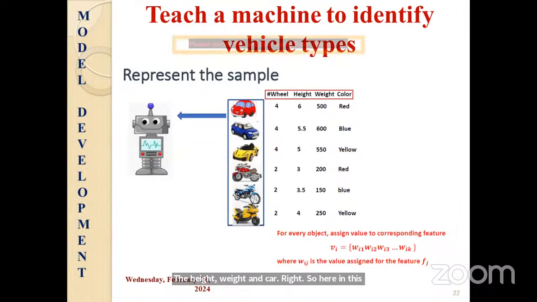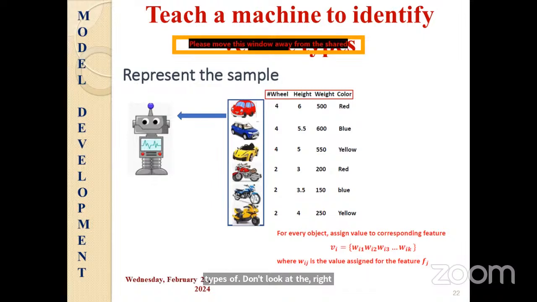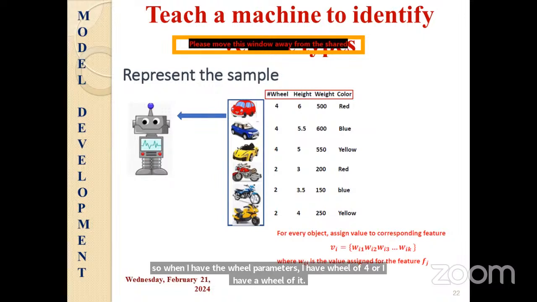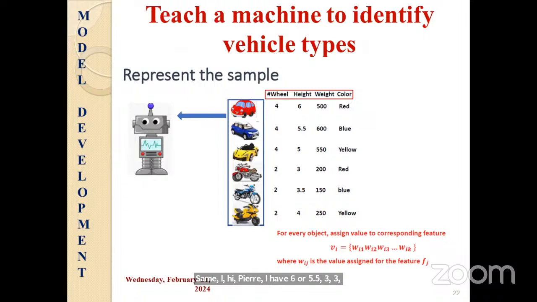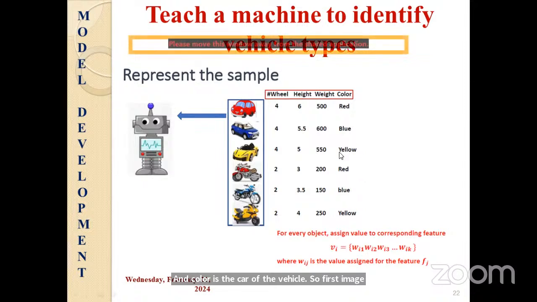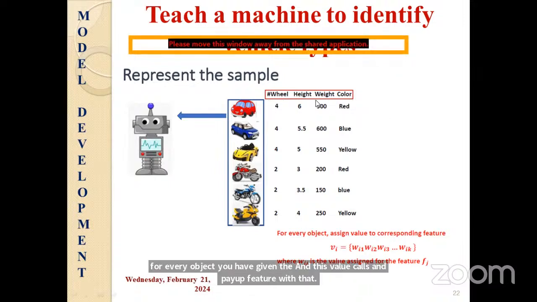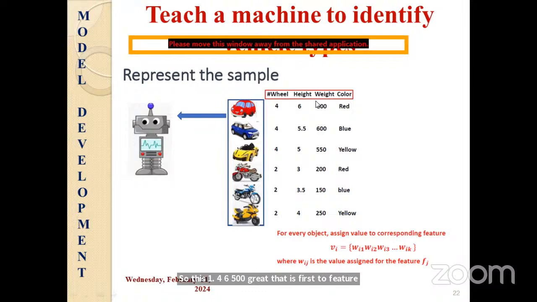When you look at the wheel parameter, I can have two types of wheels: a wheel of 4 or a wheel of 2. In the same manner, height is 6, 5.5, 5, 3, 3.5, and so on. Weight is 500, 600, and so on, and color is the color of the vehicle: red, blue, yellow. So for every object you have given a value, and these values constitute your feature vector. This 4, 6, 500, red is the first feature vector. Your entire data set is a set of feature vectors.